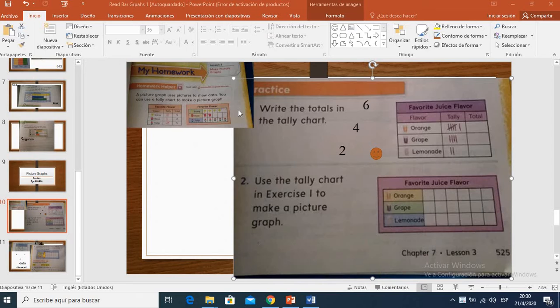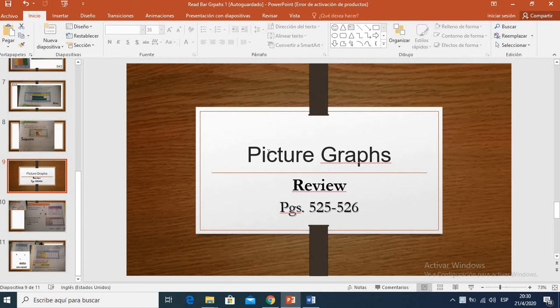Today is Wednesday. Only 2 more days to have vacations again. Yes. Okay, today we have to work only math and word building. So we're going to start with math. We're going to remember about picture graphs. Pages 525 and 526. Be ready, okay?